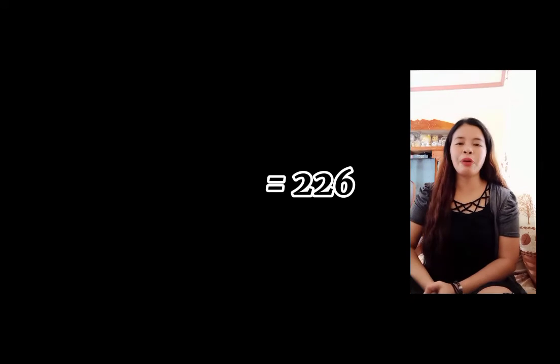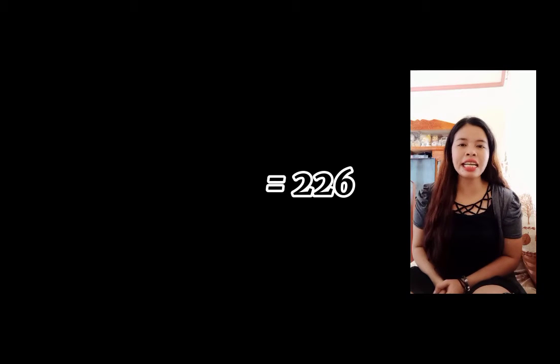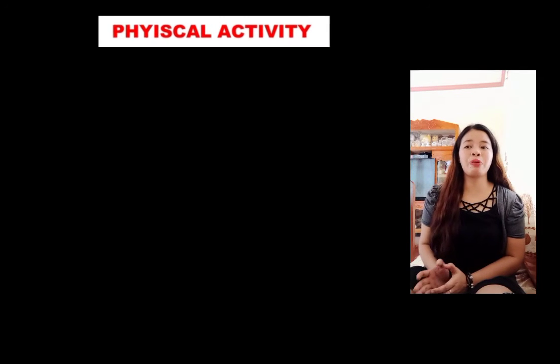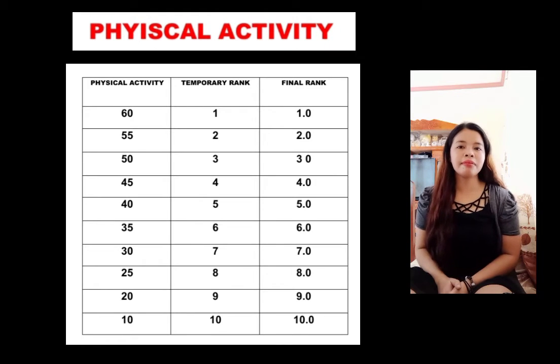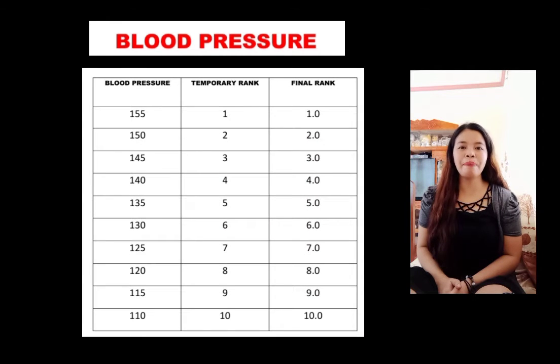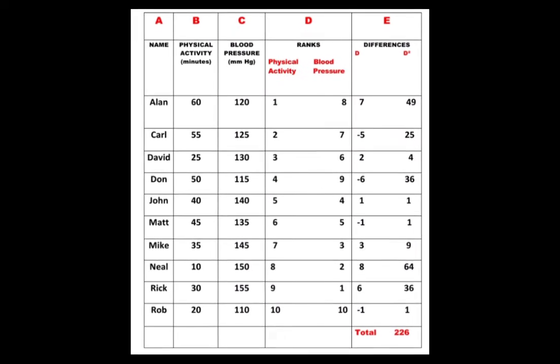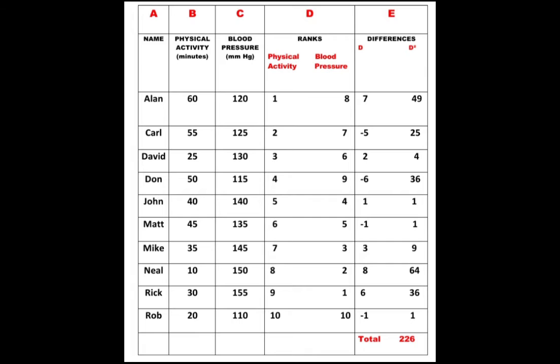So this is the ranking of our given data, which are the physical activity and blood pressure. This is the final rank of physical activity, and this is the final rank of our blood pressure. So this is the final output of our data.